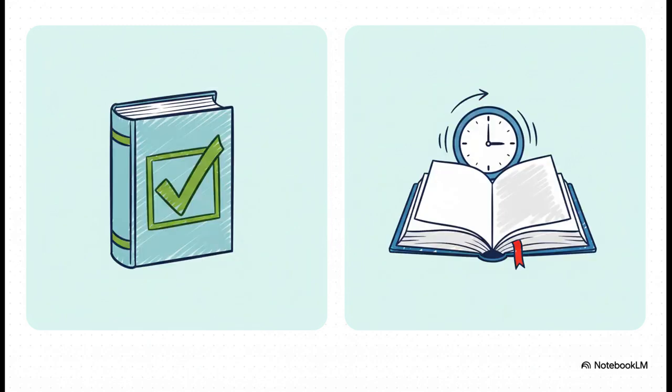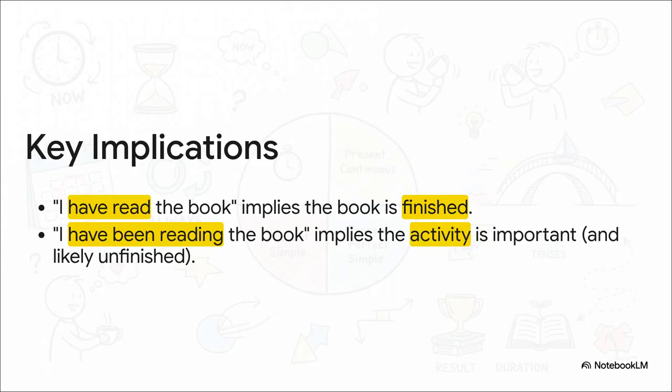Check out how this works. If I say I have read that book, the focus is totally on the result, the achievement. It's done, I finished it. But if I say I have been reading that book, the whole focus shifts to the activity, to the process. It's telling you how I've been spending my time lately. And the implications are totally different. I have read implies completion. It's a finished product. You can almost put a little check mark next to it. But I have been reading emphasizes the ongoing activity, the time spent, and it strongly suggests that I'm probably not finished yet. You can almost feel the difference in energy between the two, right?